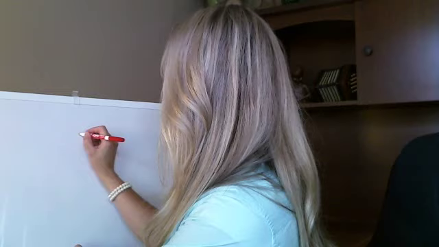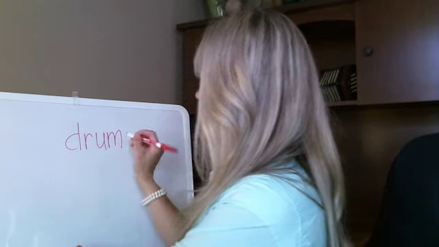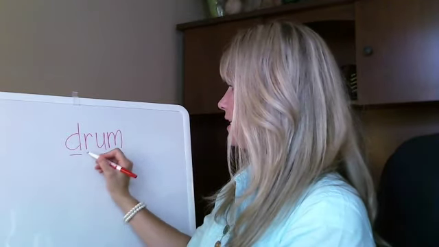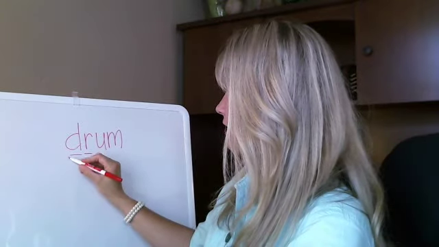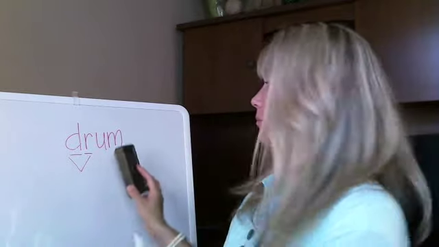Now, this week, we have been talking about blends at the beginning of the word. So, an example of this would be in the word drum, D-R-U-M, drum. The D and the R are 2 consonants, and they just kind of blend together, drum. Okay, that's an example of a beginning blend.